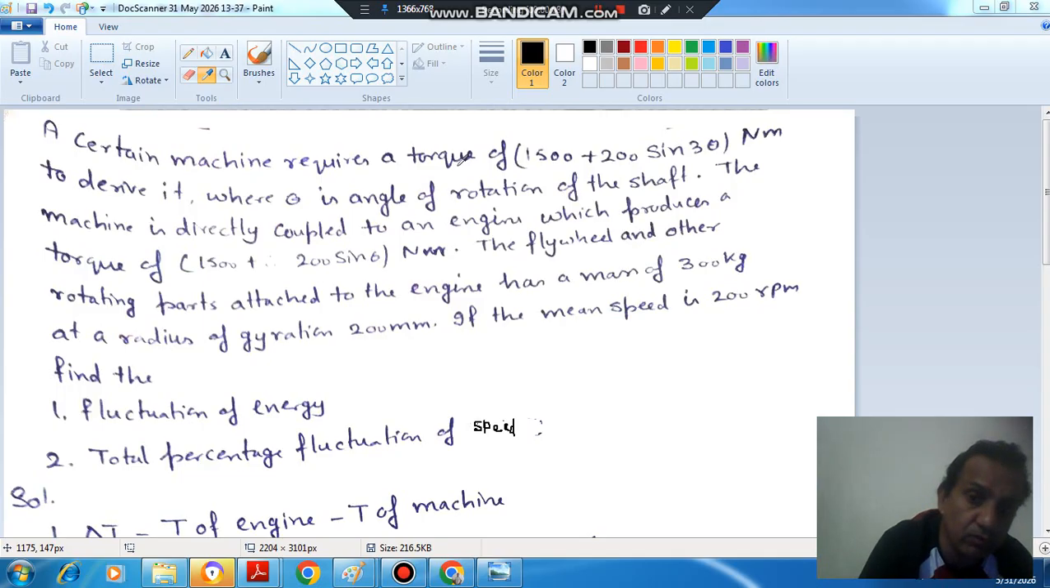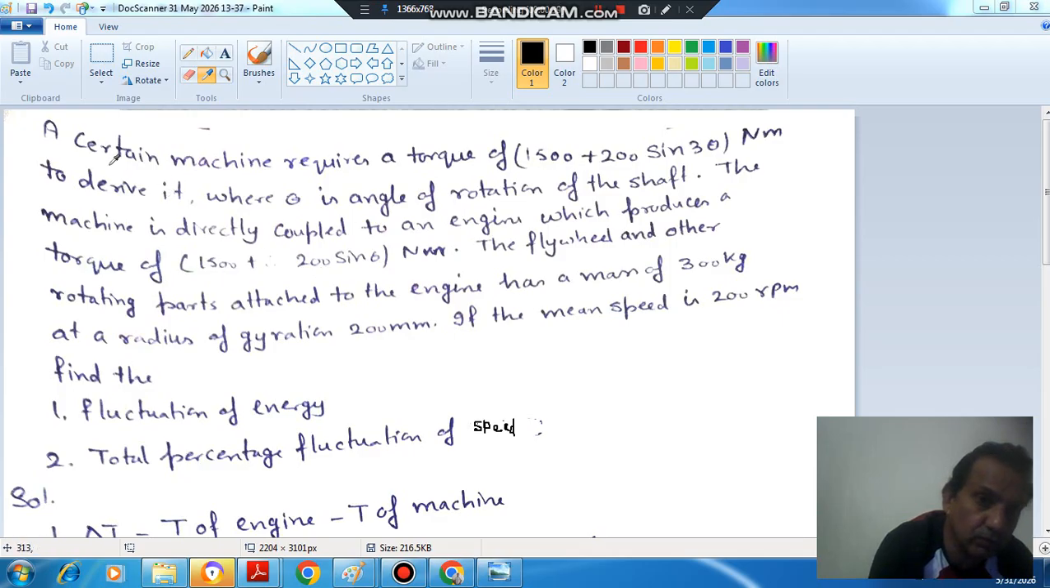Now we solve one question based on flywheel in which the input torque is variable and the output torque, or the torque required, is also variable. The variation of input torque is 1500 plus 200 sin 3θ and the variation of output torque is 1500 plus 200 sin θ. So the input to the flywheel is this and the output from the flywheel is this.